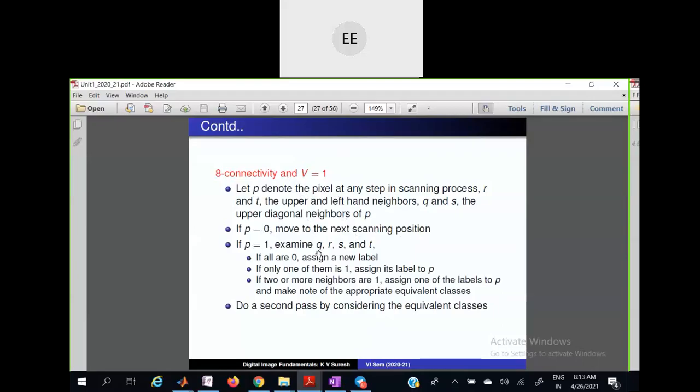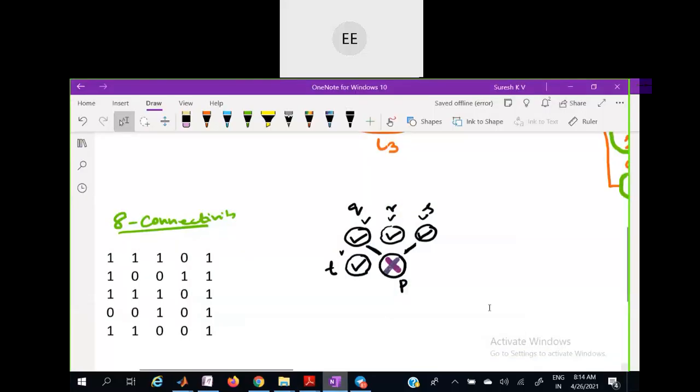If P is 1, then examine Q, R, S and T. If all of them are 0, as usual, assign a new label. If only one of them is 1, you have to assign that label to P. If two or more neighbors are 1, assign one of the labels to P and make note of the appropriate equivalent classes. Because they would be labeled differently, assign one of them, but make sure that they are equivalent classes and repeat it in the second pass, you will get it. So let us just try to solve this problem now.